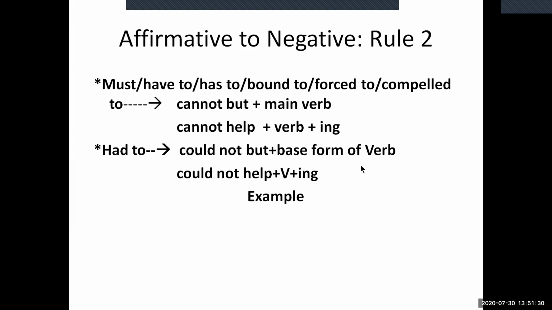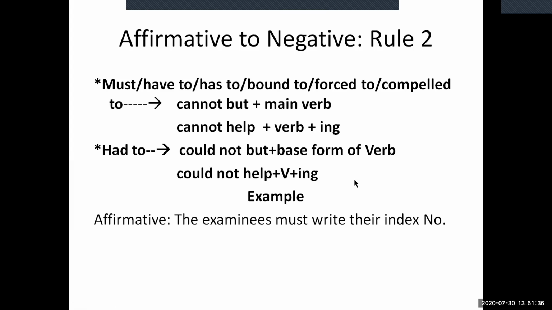Let's see an example of this rule. The examinees must write their index now. Here, the word must is used as a modal auxiliary verb before the main verb write. As you have learned, the word must can be replaced by cannot but plus the main verb of the sentence. If we replace this must by the words cannot but, then the main verb write should be used. So it will be cannot but plus write. If you use cannot help plus verb plus ing, then this verb structure will be replaced by cannot help plus writing their index now.